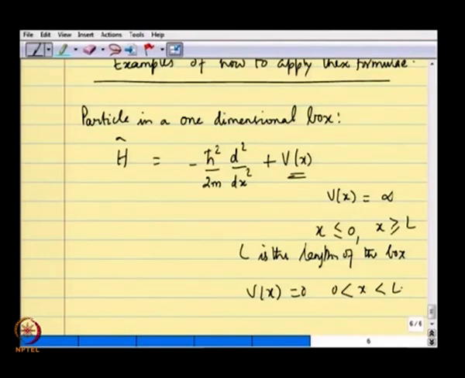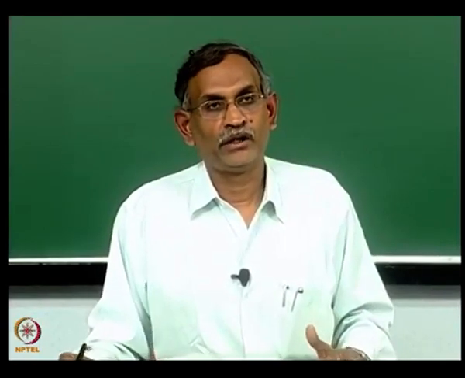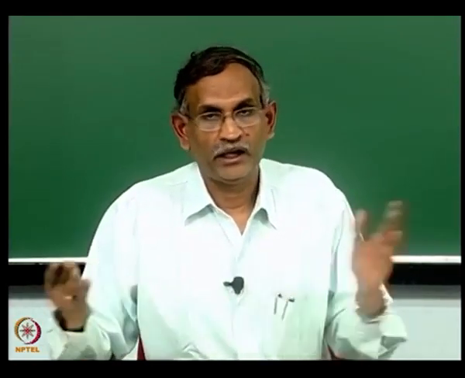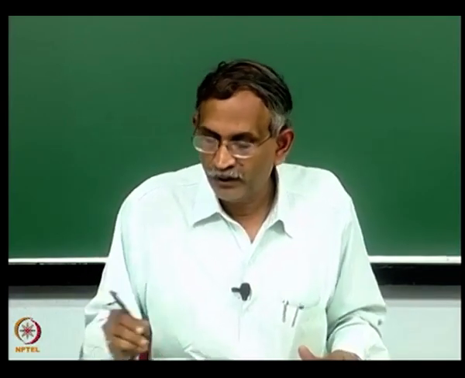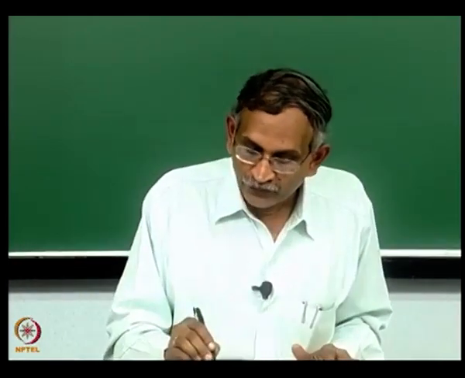Okay. So the boundaries are at 0 and L, and at the boundaries and any point beyond the boundary on either side of the boundaries the potential is infinite, and inside the box the potential is 0. That is a correct form.